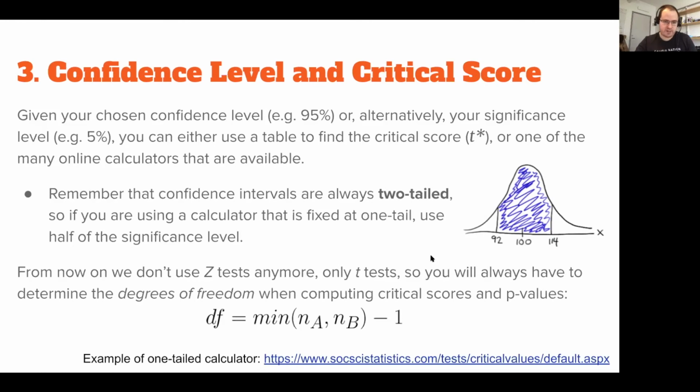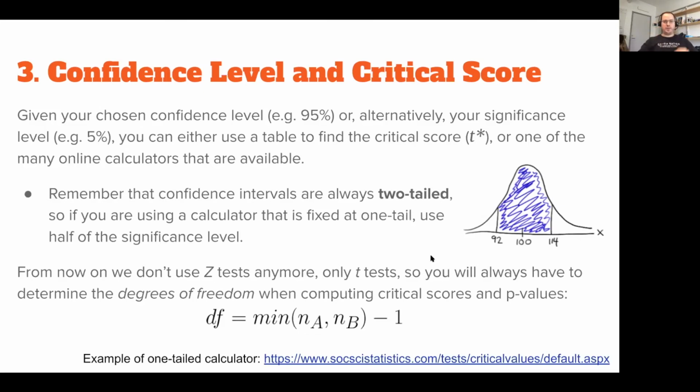And remember, I talked about it before, but I will say it again. Confidence intervals are always two-tailed, because you're always taking the center part and ignoring the two sides of the curve. You're never going to do only one side or only the other side. So if for some reason you're using a website or something that's fixed at one tail, then you have to use half of the significance level, which is very interesting to think about.